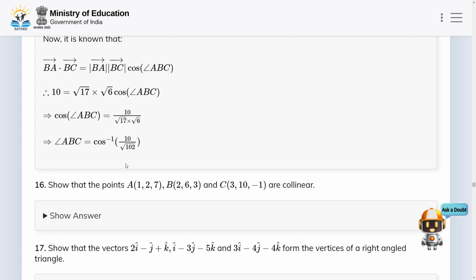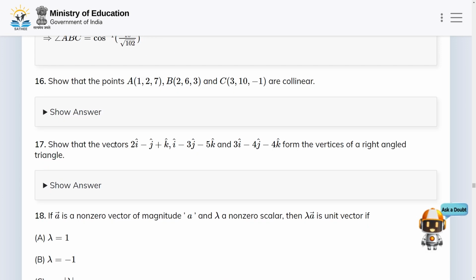Okay, I hope it is clear to you. Very easy to find things. Now 16th problem. Show that the points are collinear. So you have to show that the 3 points given to you are collinear to each other. So how are you going to show that?